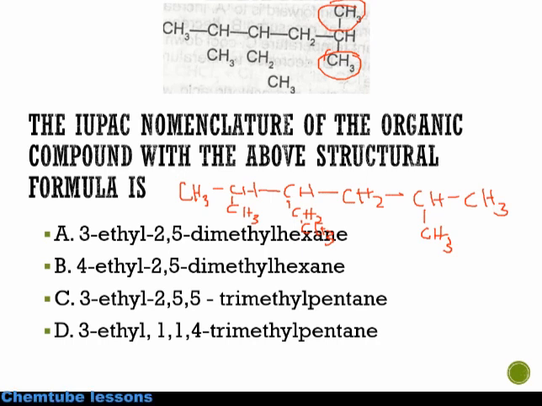So from here, the first thing you have to do when naming a hydrocarbon is to number. That's the first thing. Let's number from left to right: 1, 2, 3, 4, 5, and 6. So in the main chain we have 6 carbons. Now let's look at the substituent.